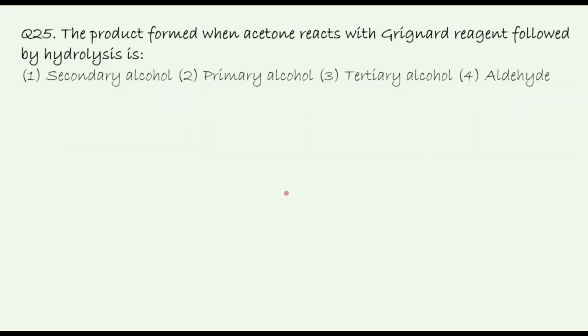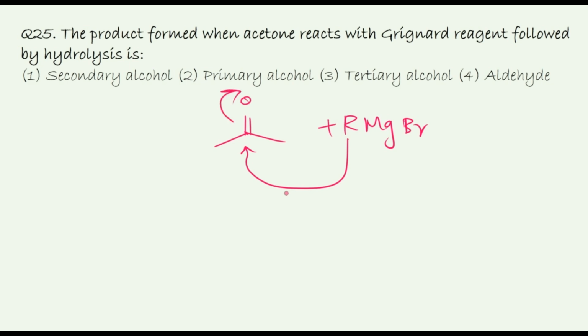The product formed when acetone reacts with Grignard reagent followed by hydrolysis. Simplest reaction. So what will that form? It will give you an alcohol, right? What type of alcohol is this? This is a tertiary alcohol.